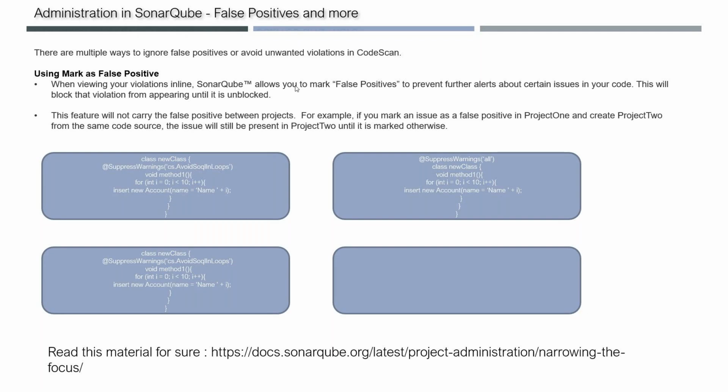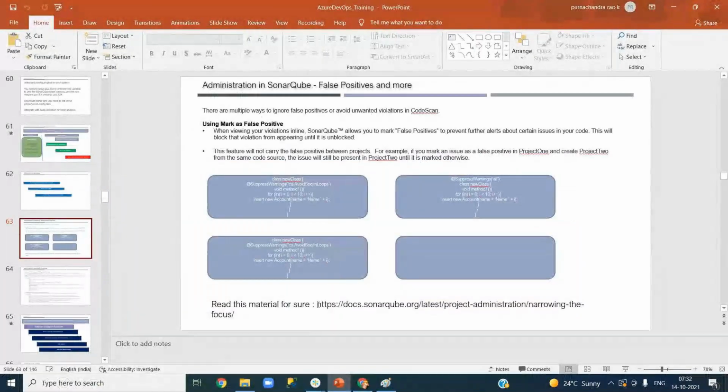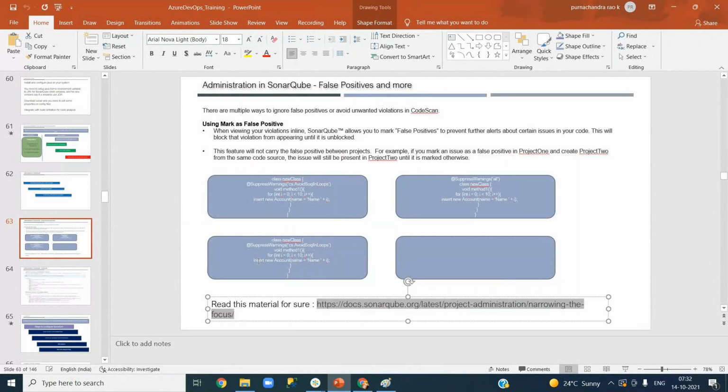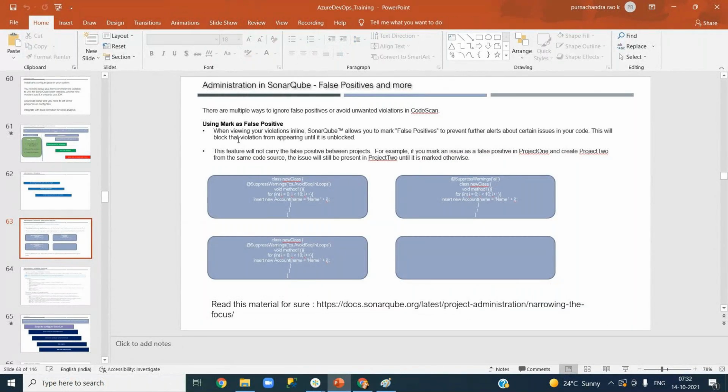I will show you what it is. I was telling that developers can also do this, right? This is Java code, by the way. They can decorate their classes like this, with suppress warnings. You don't need to remember these things. Developers do it like this: suppress all warnings, or suppress a specific warning, like avoid SOQL in loops. I will give you this link, particularly helpful.